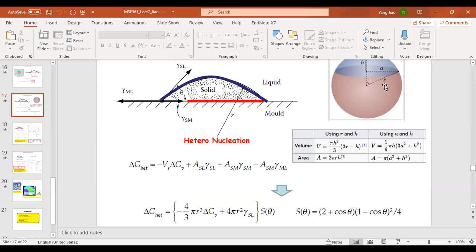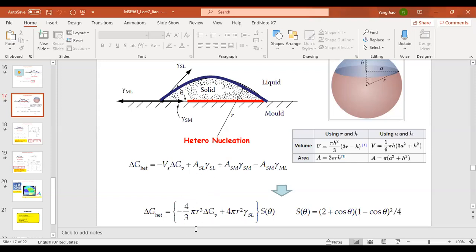You can express the volume of the spherical cap in terms of either h or a, or the original radius of the sphere r. By plugging in all these geometry numbers, and also considering the relation between the three interfacial energies, we can simplify the total energy change associated with the heterogeneous nucleation into this particular form. Okay, and then we immediately recognize that within this parenthesis we have the expression for the free energy difference associated with the homogeneous nucleation case, right?